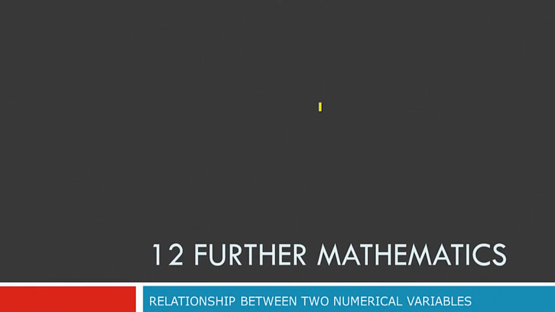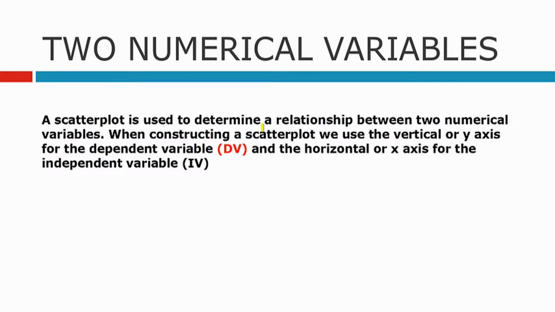Okay, we're talking about the relationship between two numerical variables. We can use a scatter plot to determine the relationship between two numerical variables. When we construct a scatter plot, we use the vertical or the y-axis for the dependent variable, which we can label as DV, and the horizontal or the x-axis for the independent variable, which we can label as IV.